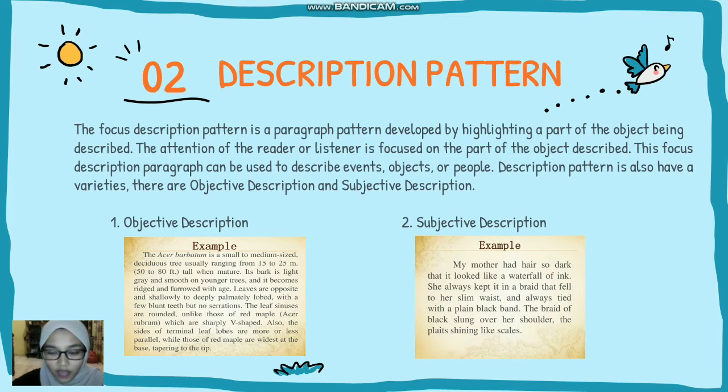My mother had hair so dark that it looked like a waterfall of ink. It's very clear in this example the author conveys that his mother has very black hair color. The mother takes very good care of her hair, so the subject of the text is a mother who has very black hair.